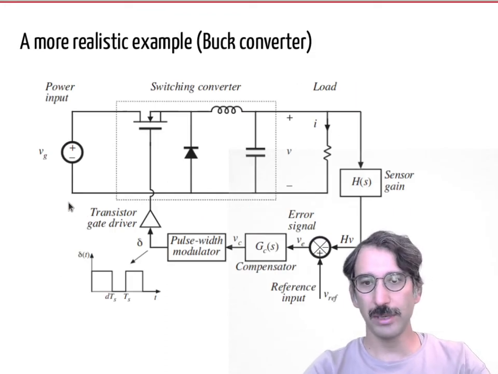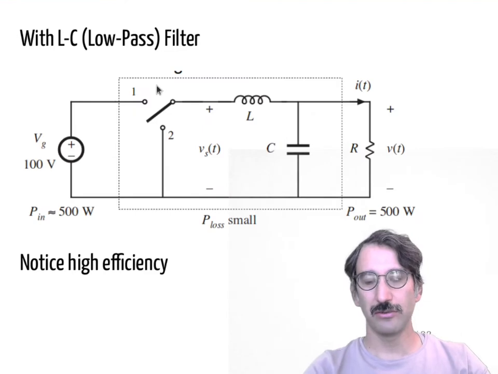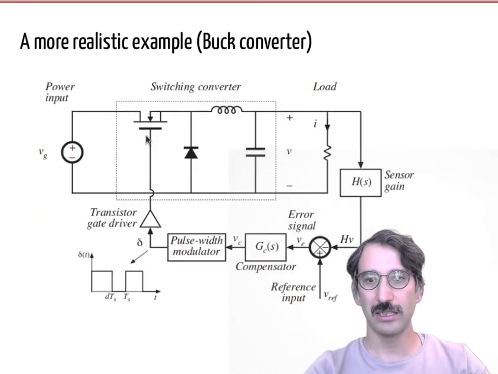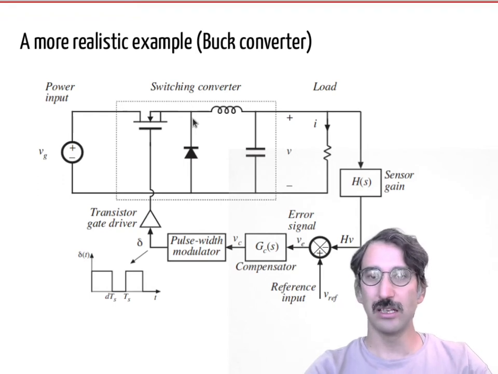So this is a more realistic example. I replace that ideal switch with a MOSFET and a diode here. Whenever you send an on signal here, it just conducts, so MOSFETs work as an on-off switch. And we have the diode here just as a connection from the ground. We will talk about that connection in the following weeks.